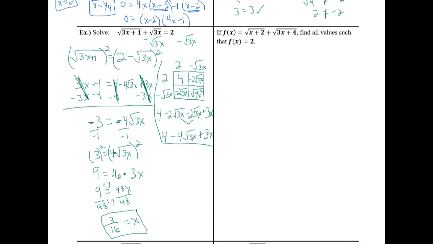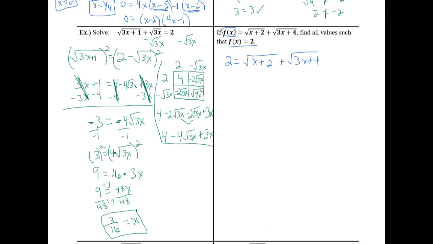And remember, f of x is the same thing as y, and we want to know when it will equal 2. So we're going to replace f of x with 2. So 2 equals, right, just substituting that in for f of x, and everything else stays the same. So now we have a radical equation, and we want to solve for x.